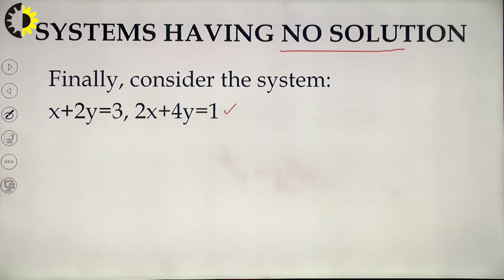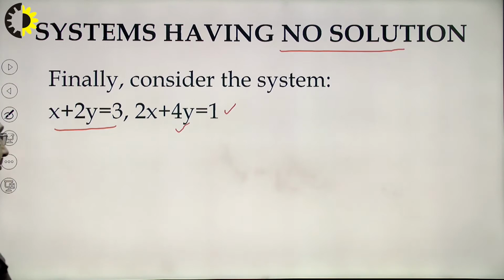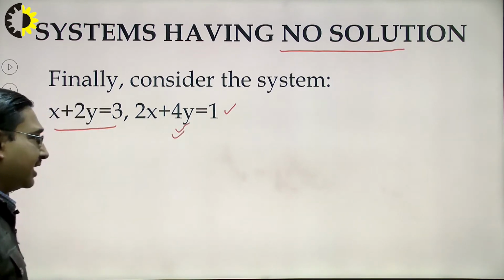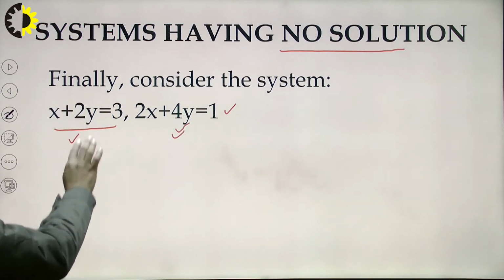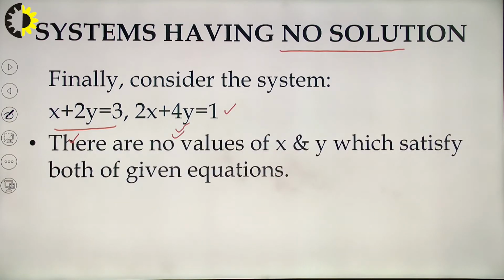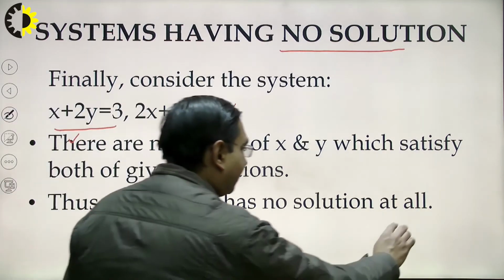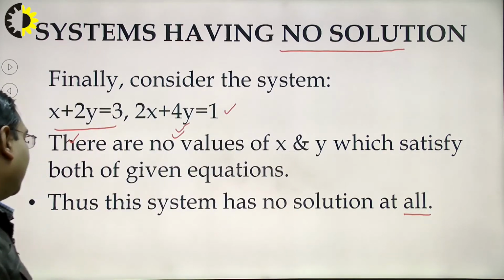If I find any values of x and y satisfying the first equation, then these values will not satisfy the second equation. If I find some values of x and y satisfying the second equation, then these values will not satisfy the first equation. Thus, there are no values of x and y which satisfy both of the given equations. This system in fact has no solution at all.